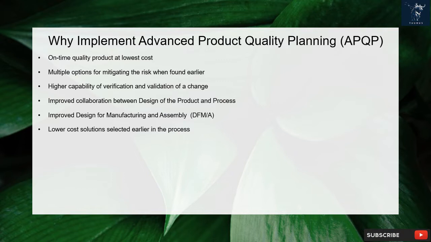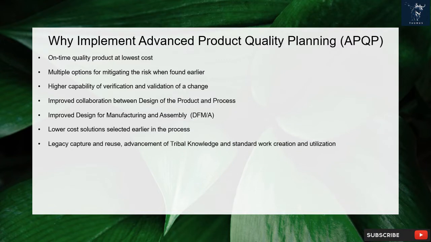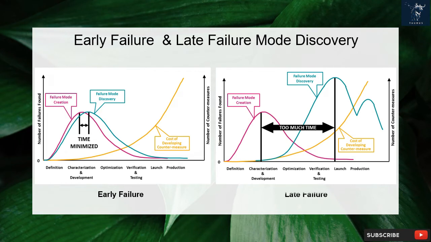On-time quality product at lowest cost. Multiple options for mitigating the risk when found earlier. Higher capability of verification and validation of a change. Improved collaboration between design of the product and process. Improved design for manufacturing and assembly (DFM). Lower cost solutions selected earlier in the process. Legacy capture and reuse. Advancement of tribal knowledge and standard work creation and utilization. Early failure and late failure mode discovery.